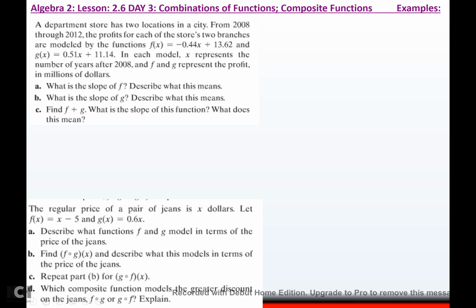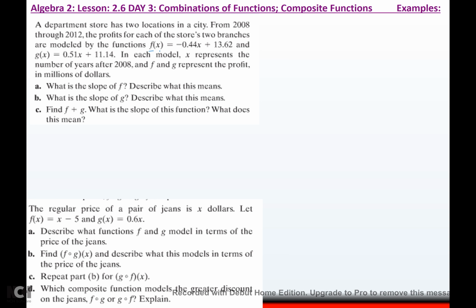Okay, so it says a department store has 2 locations in a city. From 2008 through 2012, the profits for each of the store's 2 branches are modeled by the functions f and g. In each model, x represents the number of years after 2008, and f and g represent the profit in millions of dollars. Okay, A says, what is the slope of f?